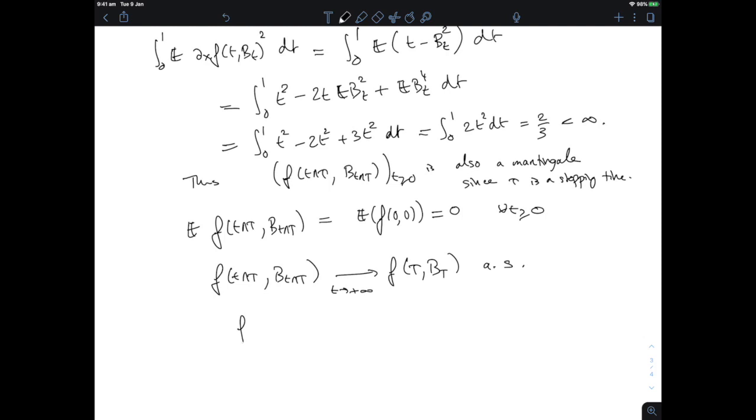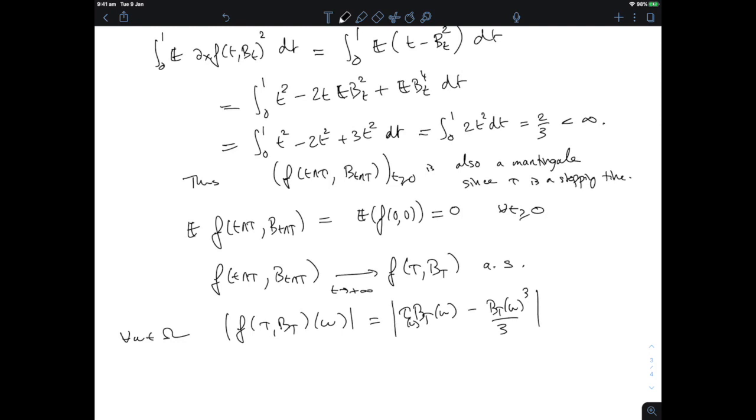Now f(τ, Bτ) is, for every omega, say, what? It is given as f(τ, Bτ) is τ(ω) times B_τ(ω)(ω), times B_τ(ω)(ω), minus B_τ(ω)(ω) cubed over 3.